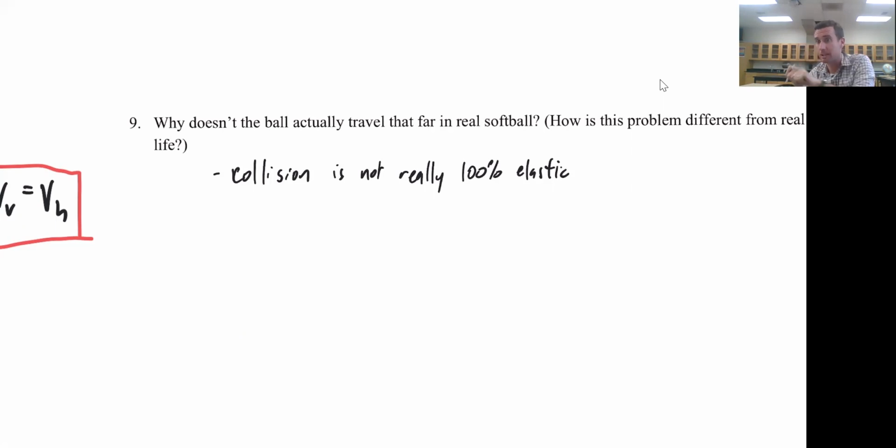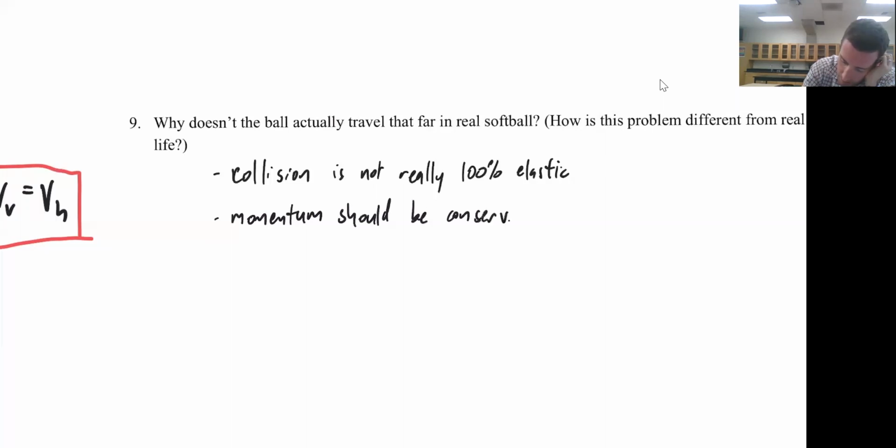We know that if you actually hit a baseball, you get recoil on the bat. The bat pushes back against you because of conservation of momentum. So momentum should be conserved in real life. The bat should recoil, which means it won't just move forwards perfectly. Okay, so that's another one.